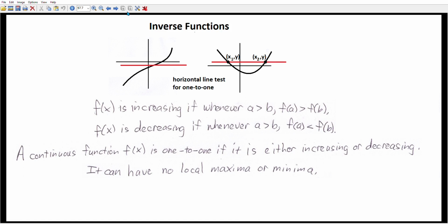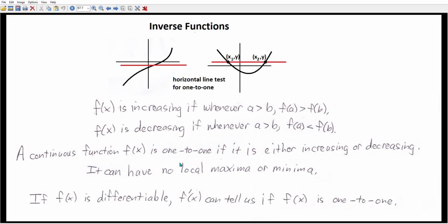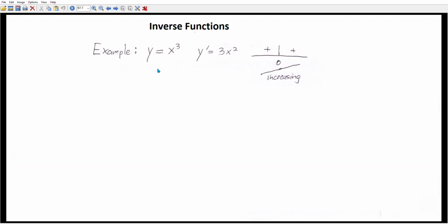And of course, for differentiable functions, the derivative is going to tell us whether f of x is one-to-one. So for example, y equals x cubed, which we know has an inverse already, so this better be one-to-one. y prime is 3x squared. There is a critical point at 0.